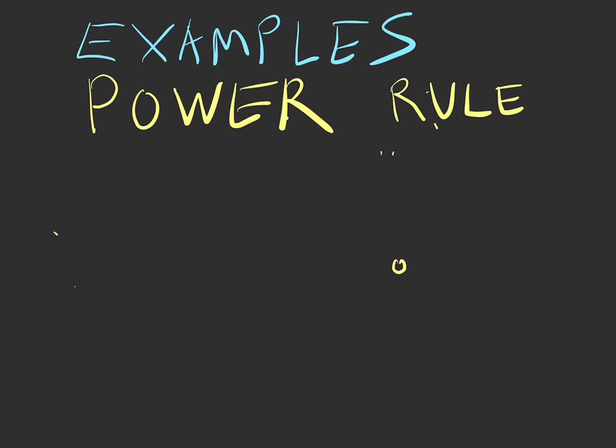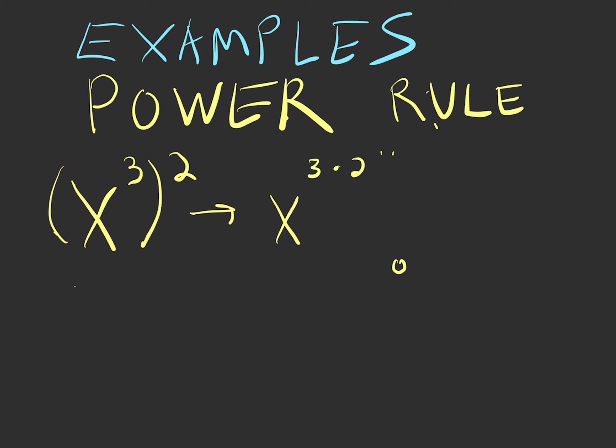Now for the power rule, this is a situation where we're going to have a variable with an exponent inside of parentheses, and then there's another exponent outside that. So it's x cubed raised to the 2nd power, or x cubed squared. We multiply those exponents. So we do 3 times 2, we get x to the 6th. So that's the power rule. Notice I only write the x once. Okay, so let's say you have x to the 5th, in parentheses, raised to the 1/2 power.